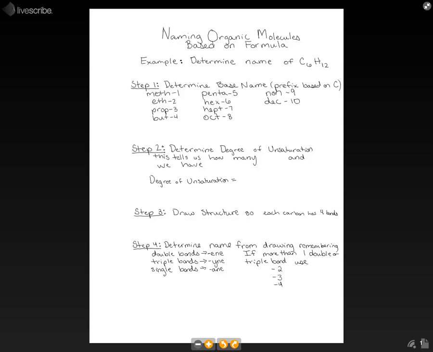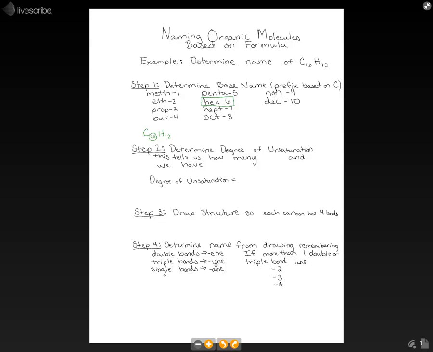Here we're looking at naming organic molecules based on a formula. We're going to run through an example where we determine the name of C6H12. Our first step is to determine what prefix we need to use, and remember that that's based on the number of carbon atoms. Here we have our list, and we see we have C6H12. So we're going to use that 6, and that means we're going to have hex as our base number.